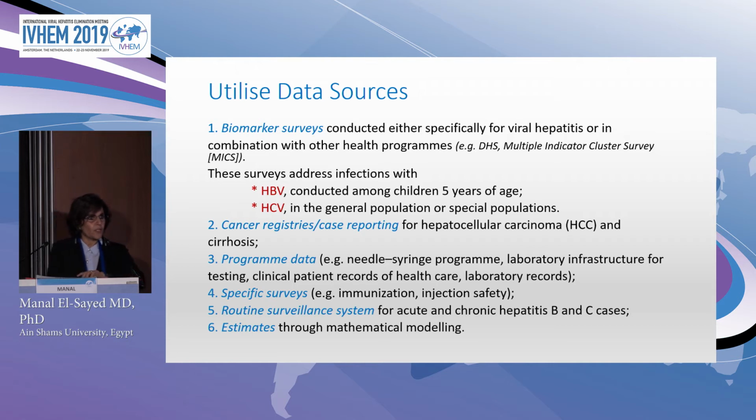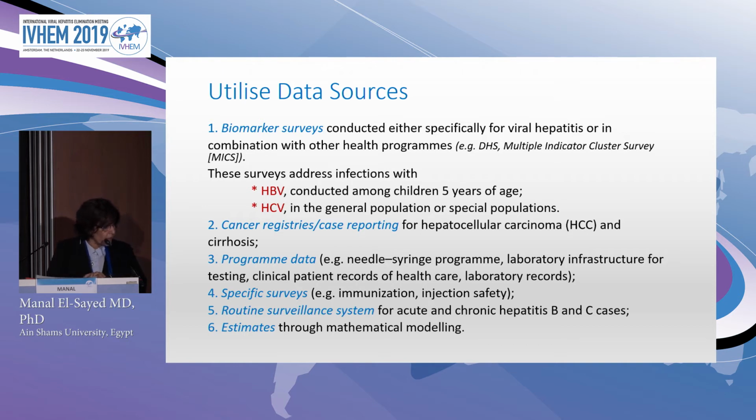So what about the data sources that we should use? We should utilize all data sources we have, starting from the biomarker surveys, like demographic health surveys, among others, multiple indicator cluster surveys. These surveys address hepatitis B and C, and those data should be used to utilize epidemiological data and generate more data to understand the epidemiology and be able to apply a good strategy for your country. Cancer registry, case reporting for hepatocellular carcinoma and cirrhosis, and there is also an international cancer registry, and I suppose many countries now are joining the international cancer registry.